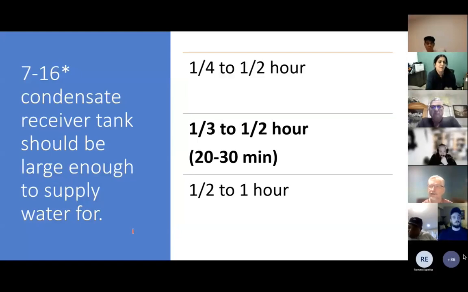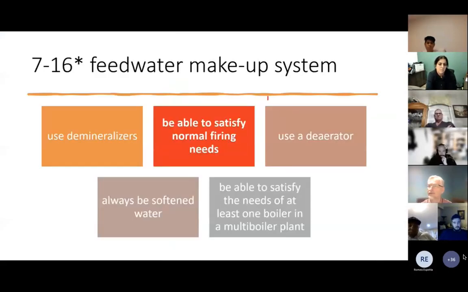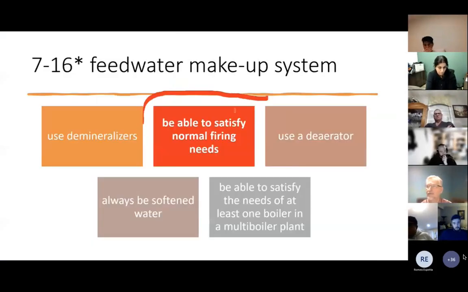Condensate receiver should be big enough to supply water to run this long. And the makeup system should be able to supply. So when this system stops, can't keep up, this system should satisfy normal firing needs.